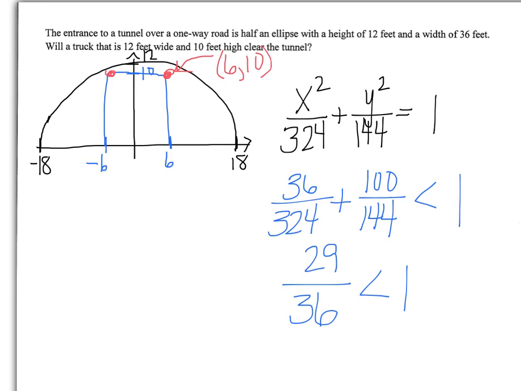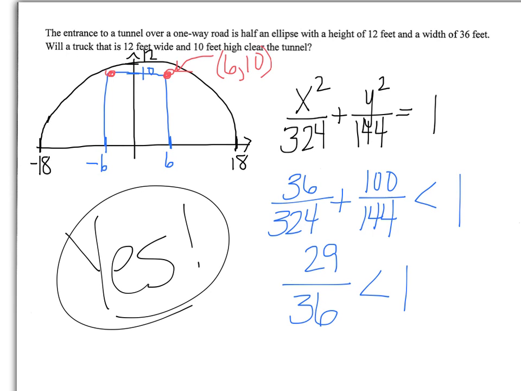So answering the question, will a truck that's 12 feet wide and 10 feet high clear the tunnel? I have just proven mathematically that yes, that truck will fit. Done. Yay!